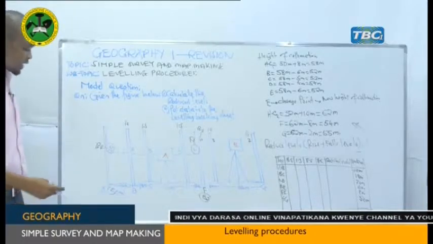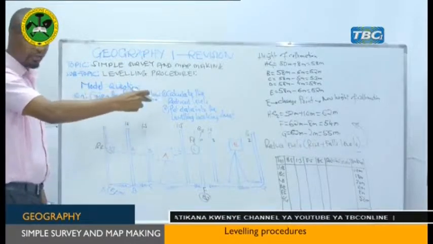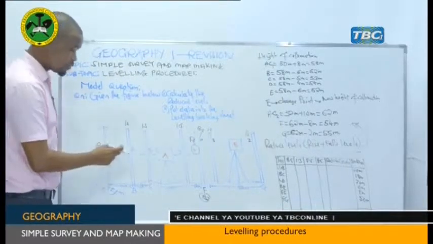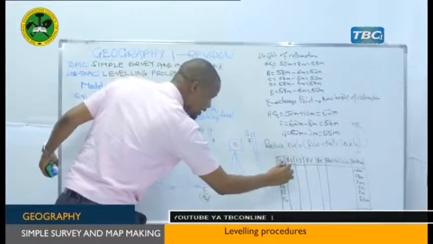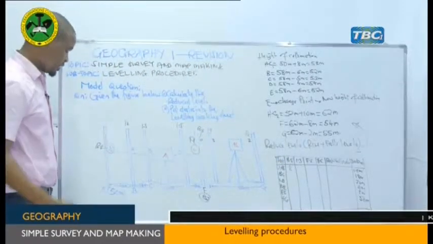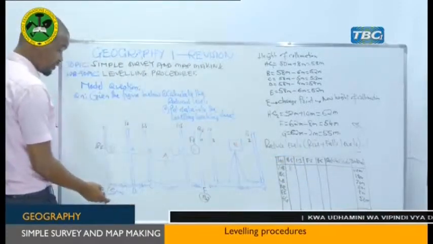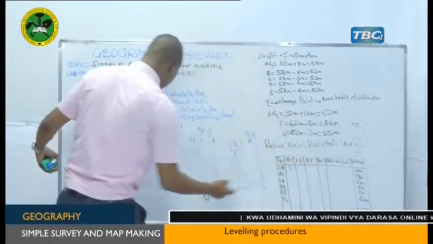At point A we have the backsight, which is 8. So you write it there: at point A the backsight is 8. Are we together? Then the intermediate sight at point A, we don't have. The foresight at point A, we don't have.